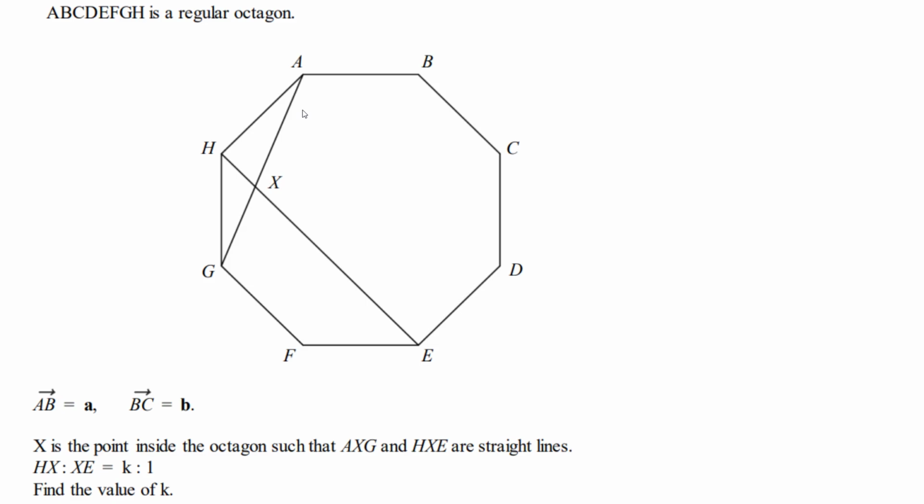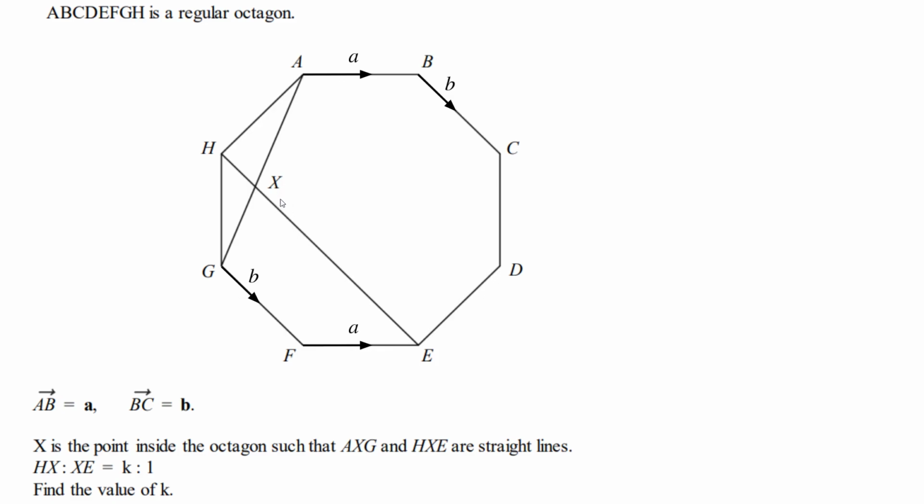Okay, so that's your time. I'll go through it now. We're saying that AB is a and BC is b. So that means this is a and this is b. This is probably what everybody got to.